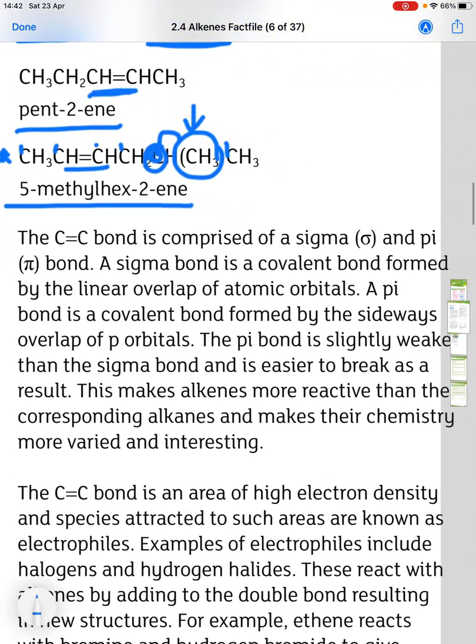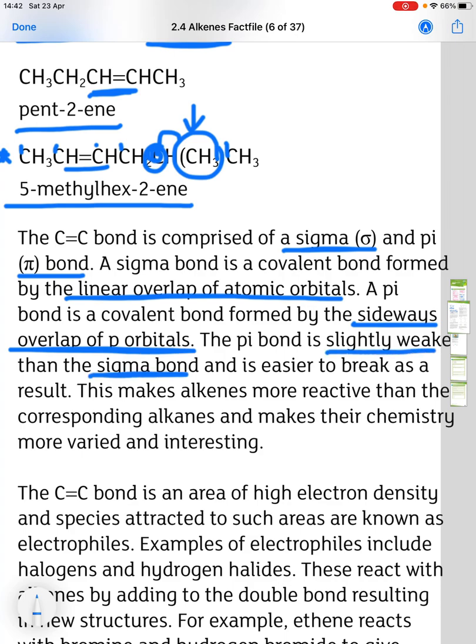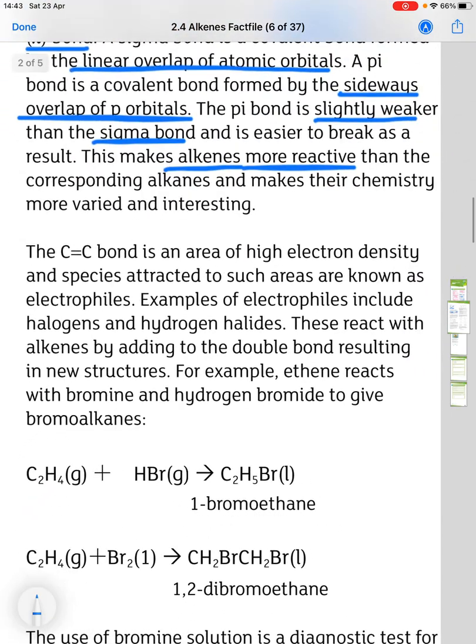So the double bond is comprised of a sigma bond and a pi bond. A sigma bond is a covalent bond formed by the linear overlap of atomic orbitals. A pi bond is a covalent bond formed by the sideways overlap of p orbitals. So the pi bond is slightly weaker than the sigma bond, and it's easier to break as a result. So this makes alkenes more reactive than the corresponding alkanes, and makes their chemistry more varied and interesting.